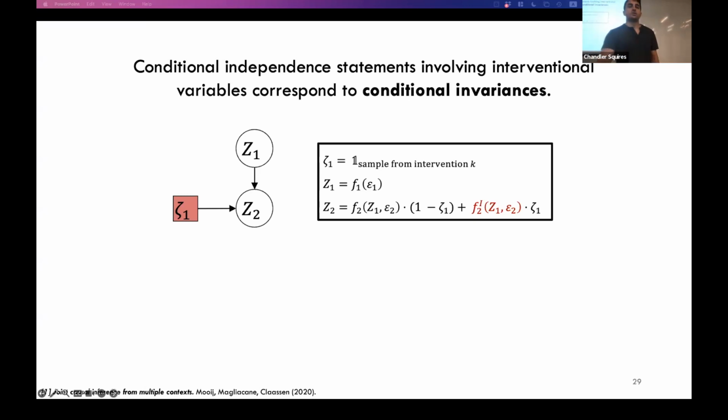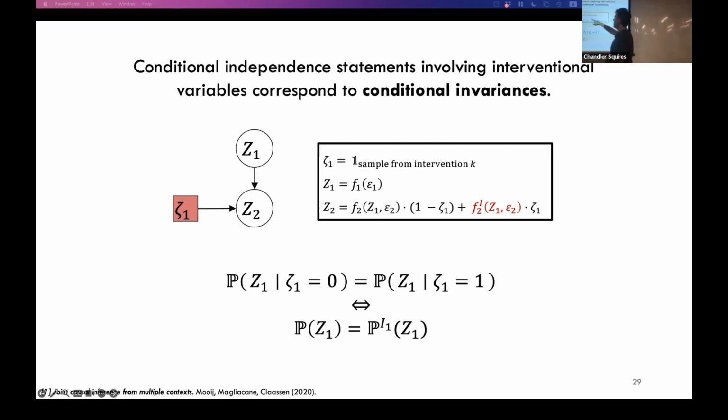Just another quick note about the interpretation here is that if we're trying to read off conditional independence statements from the graph, if they involve intervention variables, they're now going to correspond to conditional invariances. So in this graph, for those of y'all who know d-separation, Z1 is d-separated from zeta 1 if we're not conditioning on anything. That would imply that Z1 and zeta 1 are independent, and that's true if and only if, just shuffling notation around, the observational marginal distribution for Z1 is the same as the interventional one. So this is capturing the intuition that if we intervene on Z2, it's only going to affect Z2 and anything that's downstream of that, which in this graph is nothing. It's not going to affect Z1.